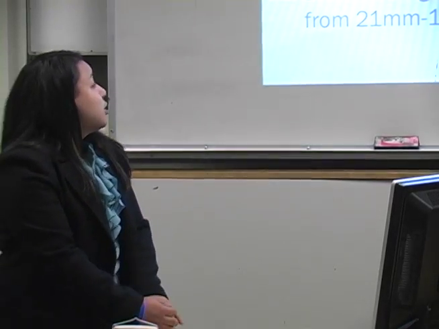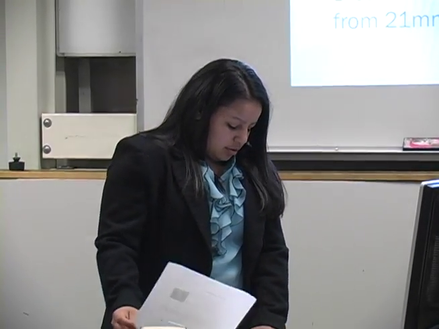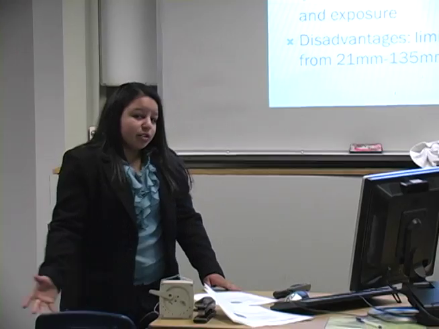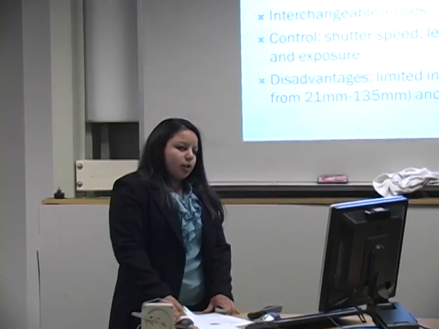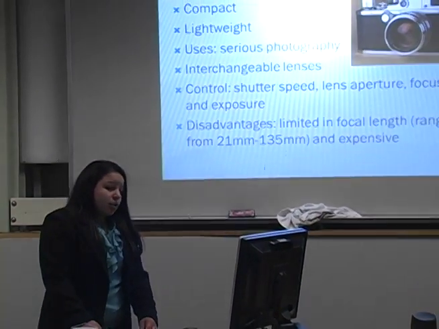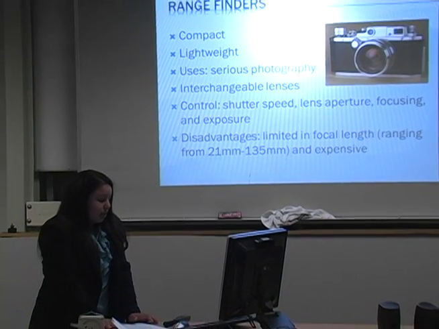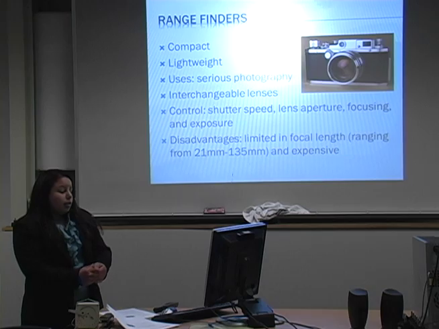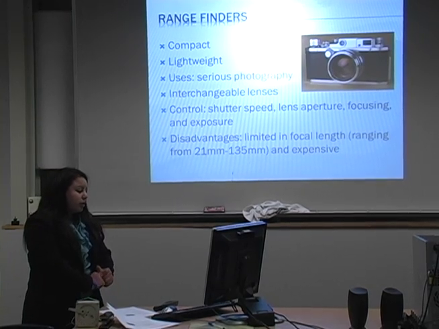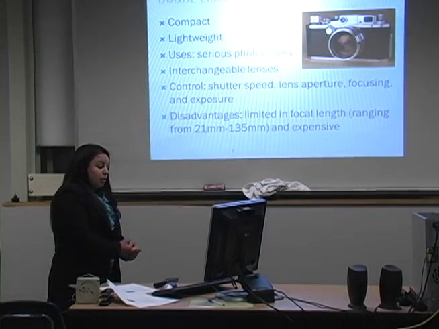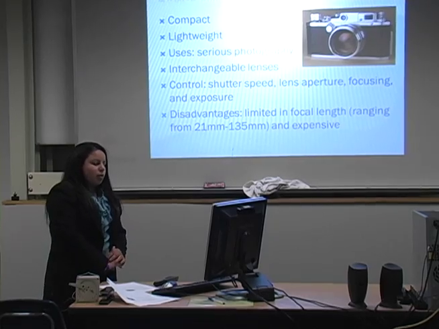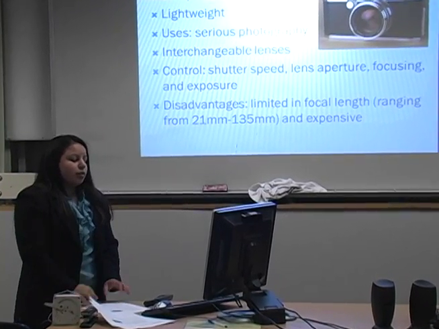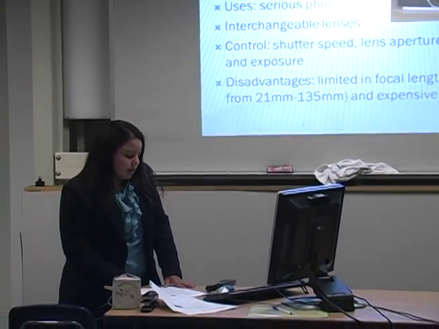Next we have the rangefinders, which are compact, lightweight, used by serious photographers who really know what they're doing. They have interchangeable lenses, just like the bridge cameras. They have shutter speeds, lens aperture, focusing, and exposure. The only disadvantage I would say is that they're limited in focal length. They can go from 21 millimeters to 135 millimeters, but the problem with them is they're very expensive.